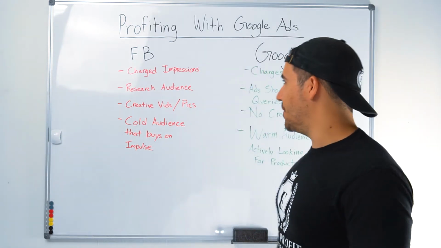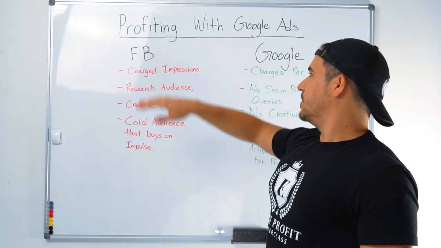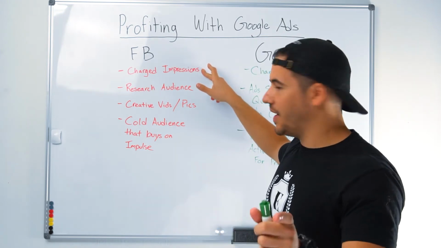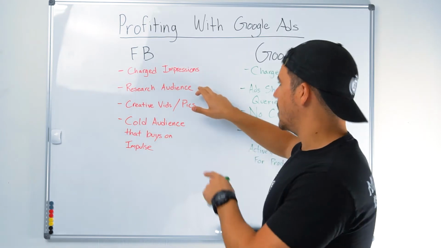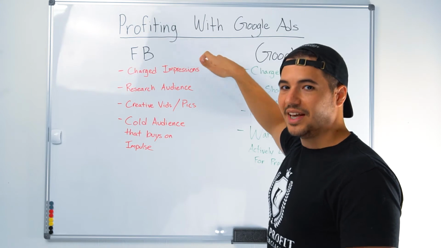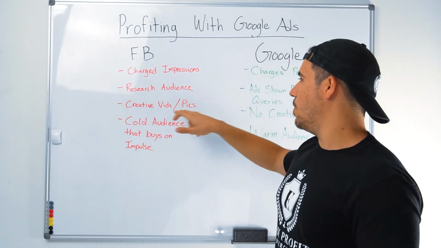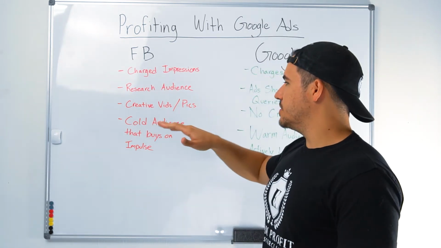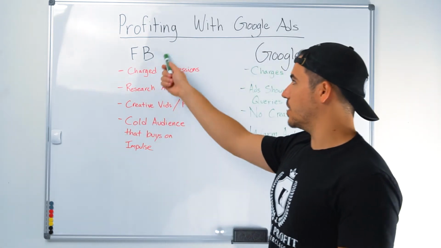Yeah, we're good now. So guys, just to recap everything, let's talk about Facebook and how we are charged. We're charged on impressions, meaning you're paying for everyone that sees your ad. You have to research the audience, so that's time you're going to have to put in, because if you're showing your ad to people who don't care about your product, you're going to spend a lot of money. You have to create a video and pictures so that you can advertise, and you're selling to a cold audience, people that buy on impulse. So that's Facebook.